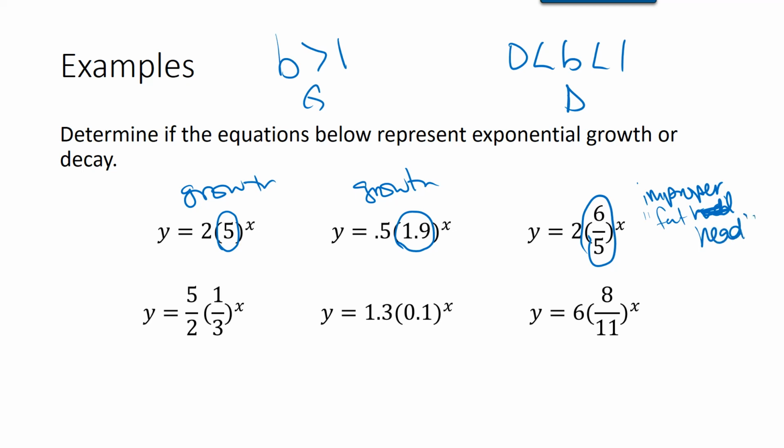Okay, improper fraction means that the top part, the numerator, is bigger than the denominator. If that's the case, that means that this is bigger than 1. You could also use a calculator and put in 6 divided by 5, or 6 over 5, and you get 1.2. 1.2 is bigger than 1, so it's growth.